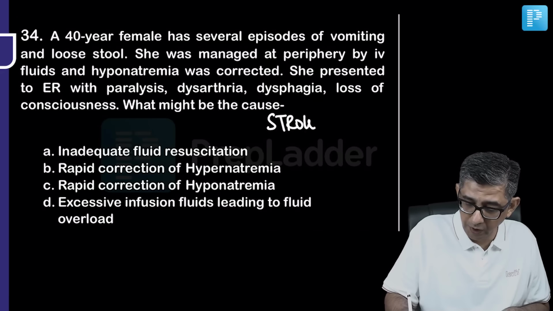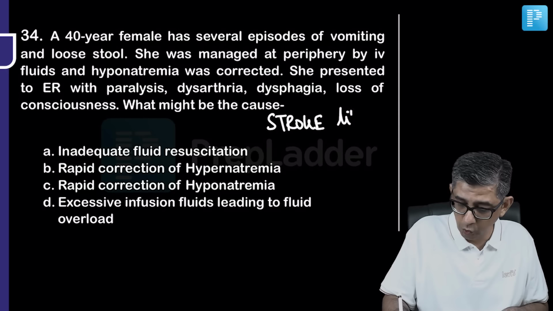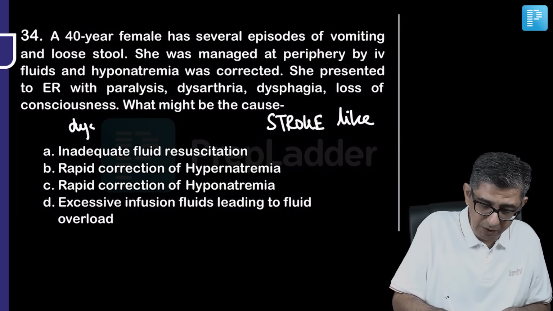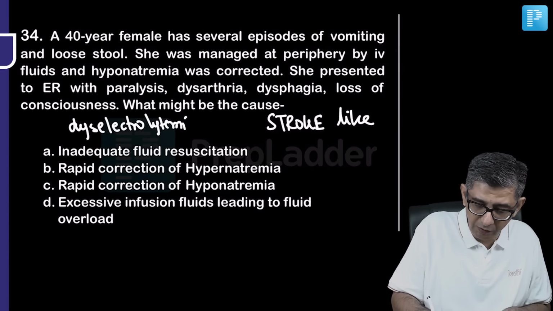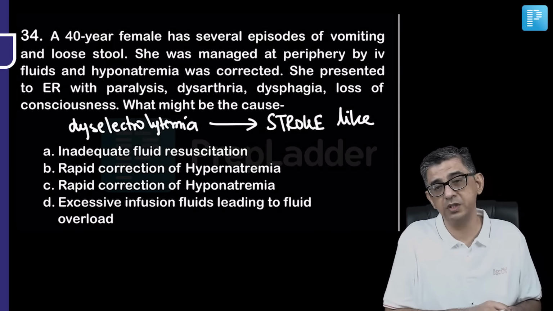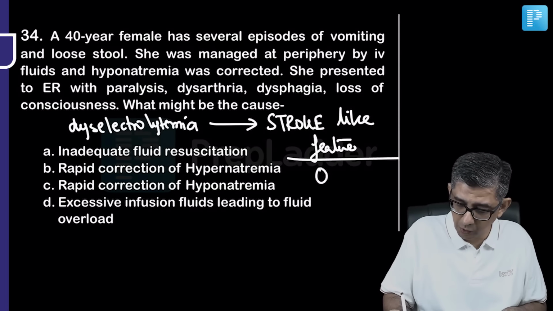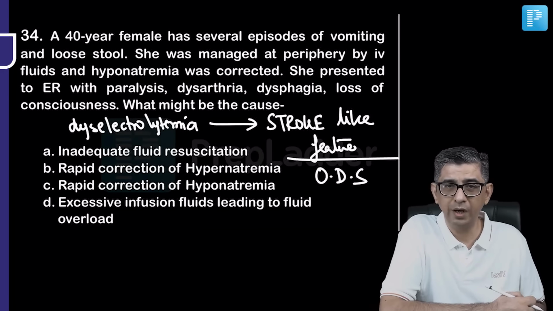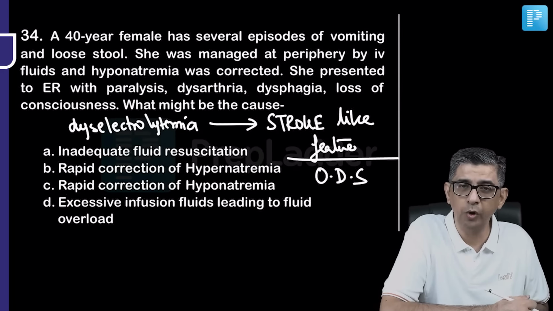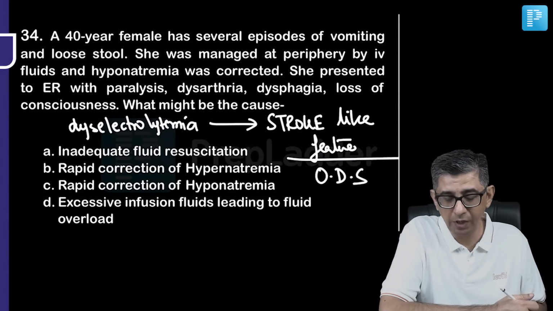And the moment you read that a person was having electrolyte imbalance, this lady was suffering from dyselectrolytemia and she was given IV fluids probably too fast, which has resulted in stroke-like features. The clinical diagnosis would be osmotic demyelination syndrome. In earlier times when I was a student, at your age, I used to read the word central pontine myelinosis, but now that word has been replaced by the term osmotic demyelination syndrome.